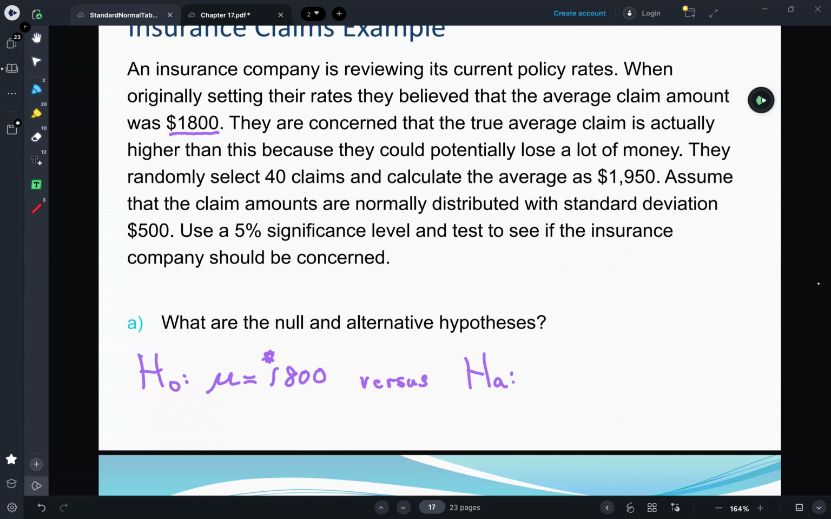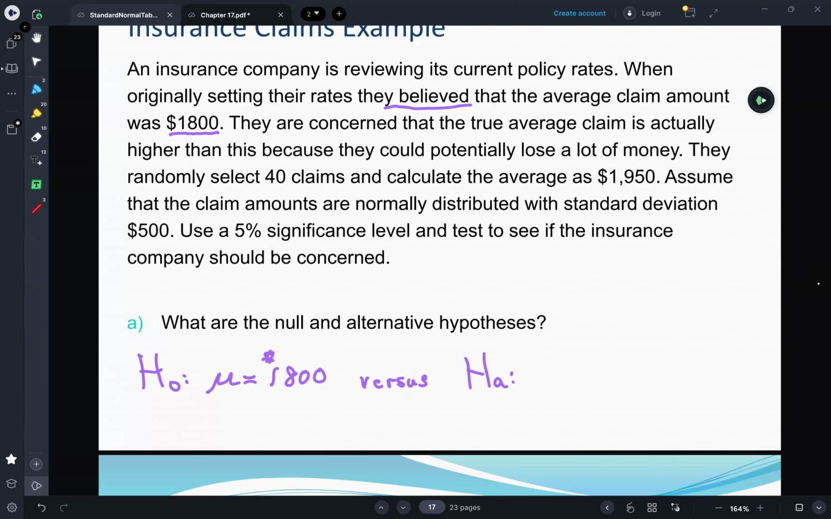the alternative, which is going to be what? Notice I put equals because the null hypothesis, that first claim, is always, always, always equal to some value. That's the value that the insurance company has based their premiums on. It says right here, they set their rates. They believed that the average claim amount was $1,800.